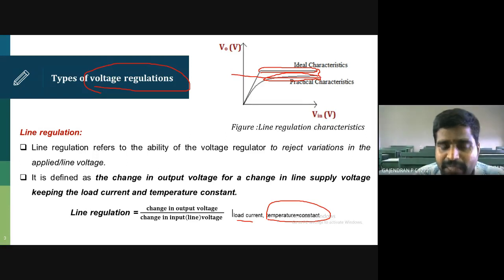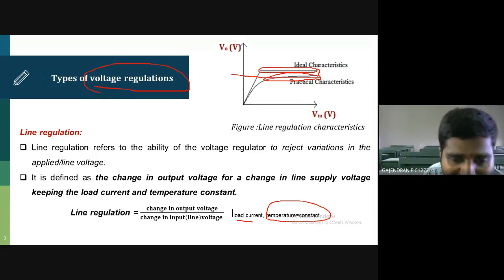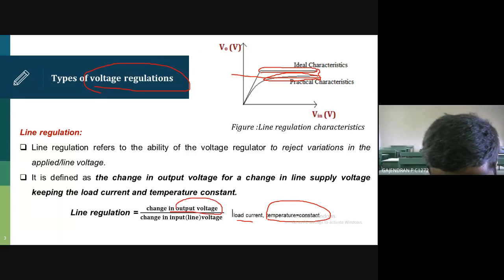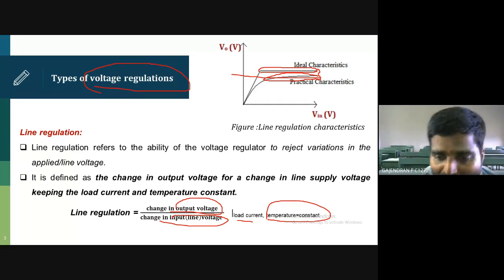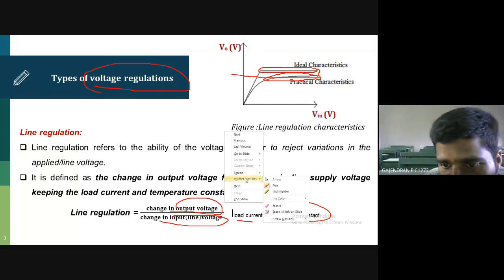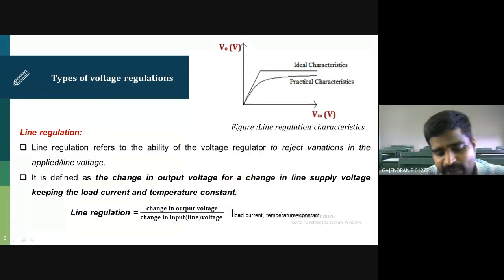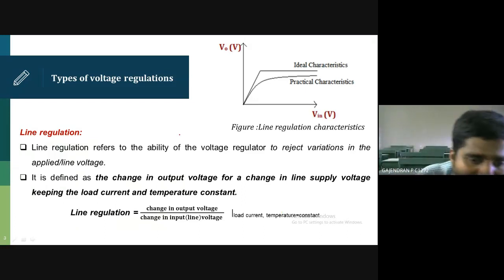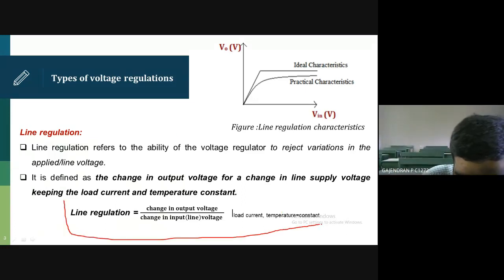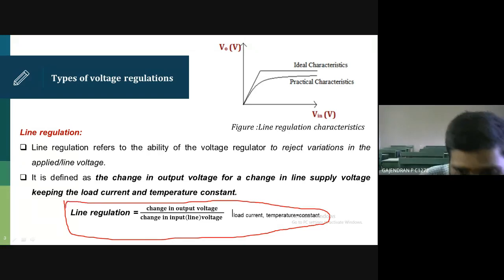இது எப்படி கண்டுபிடிக்கிறது? What is the formula for the line regulation? That is my change in output voltage to the change in input voltage. If you put this formula, you can find my voltage regulation. That is the first regulation. Okay, so this is also called as a line regulation. Please take down this formula alone.